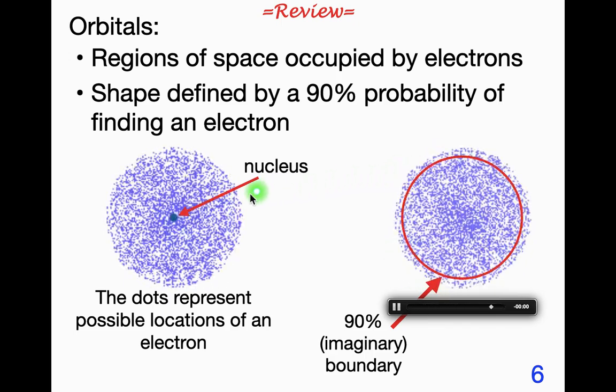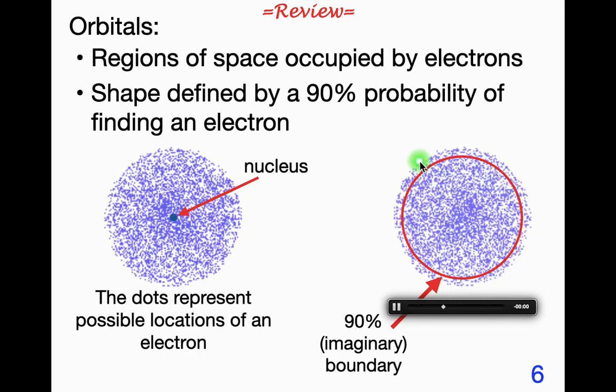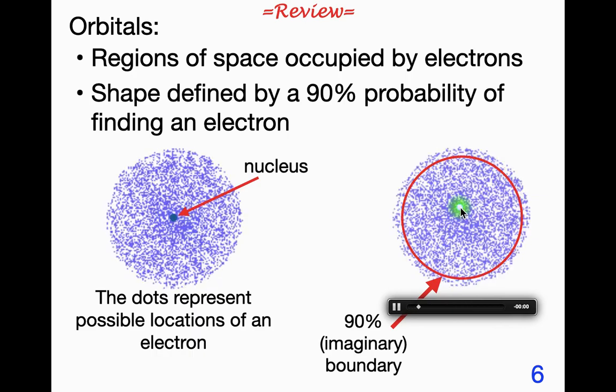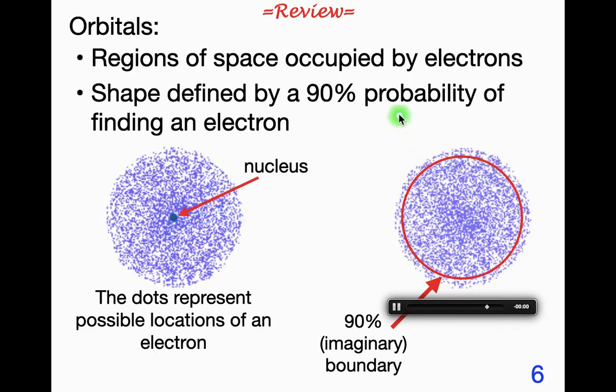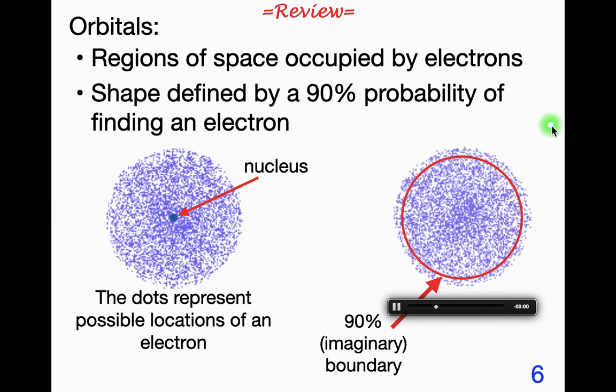Now, the little animation that you're looking at here is really a bit too clean. The tick marks would be very dense in the center here, and it gets less dense, and it would continue on. But this would be the 90% boundary.